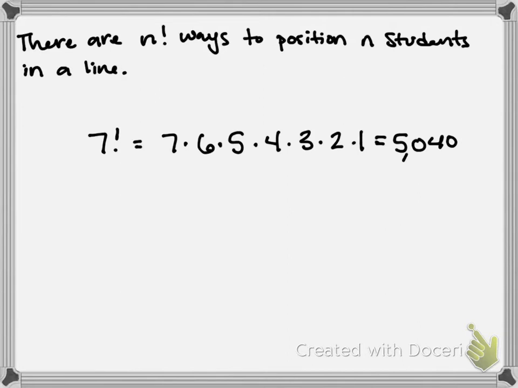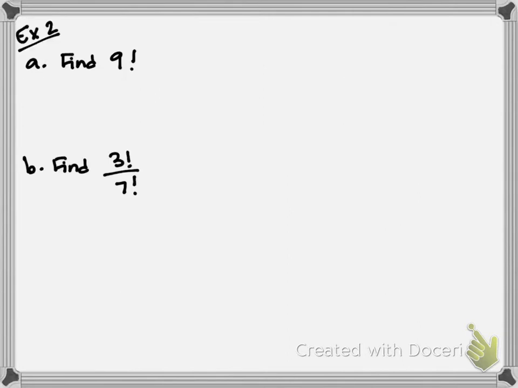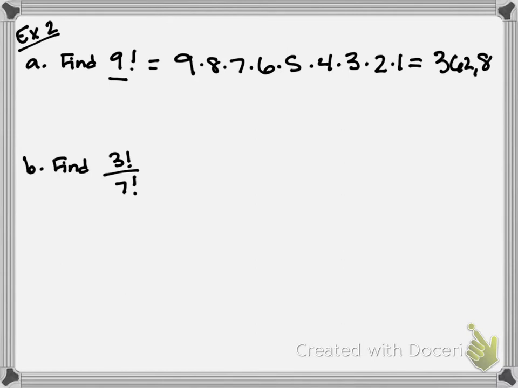Make sure you have your calculators handy for this one. All right, so what if we wanted to find n factorial? Well, we would write it out. Or not n factorial, sorry, 9 factorial. 9 times 8 times 7 times 6 times 5 times 4 times 3 times 2 times 1, which is, all right, it's a big one, 362,880. Multiply those all together.